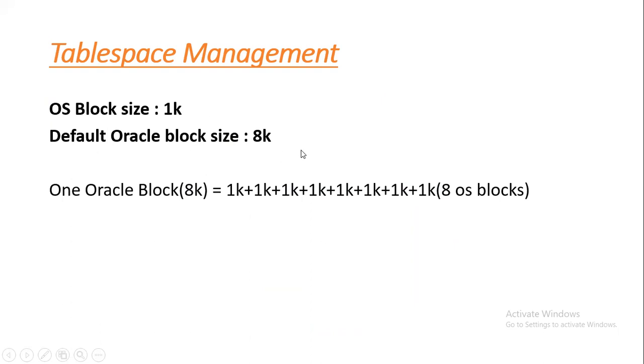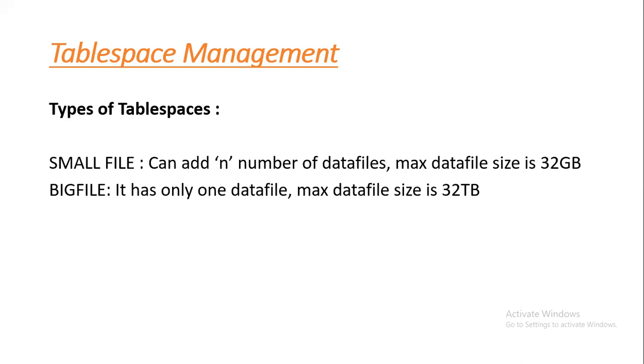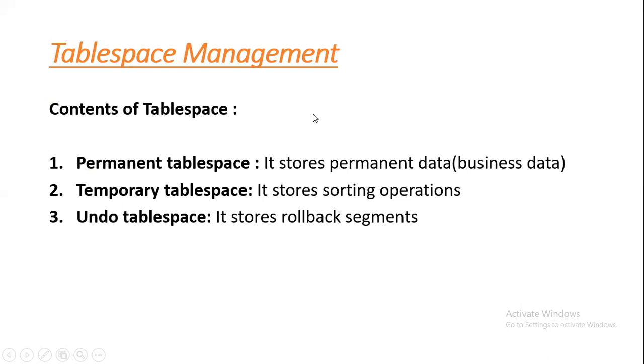Next, the types of table spaces: small file and big file. What is the meaning of small file? We can add n number of data files, but the max data file size is 32 GB. Coming to the big file, it has only one data file, but the max data file size is 32 TB. We already discussed this and practically learned about this concept. And the contents of the table space, we already discussed theoretically. We need to do something practical.